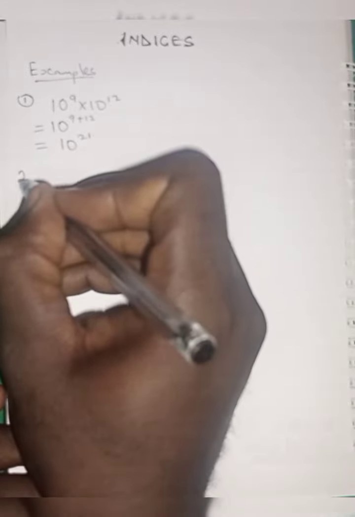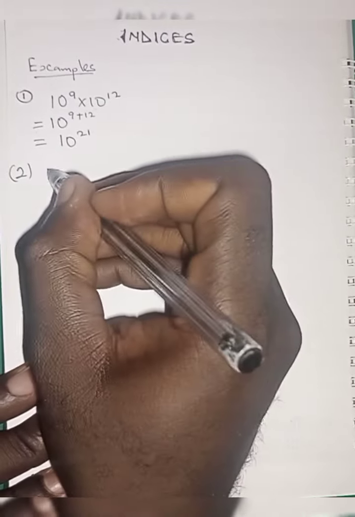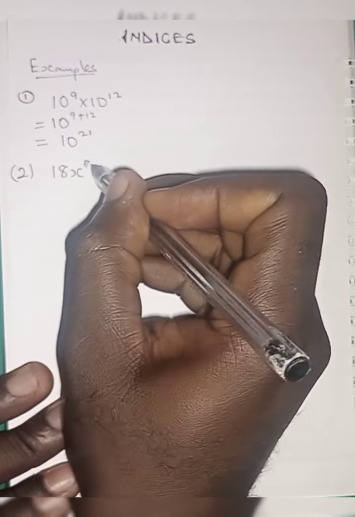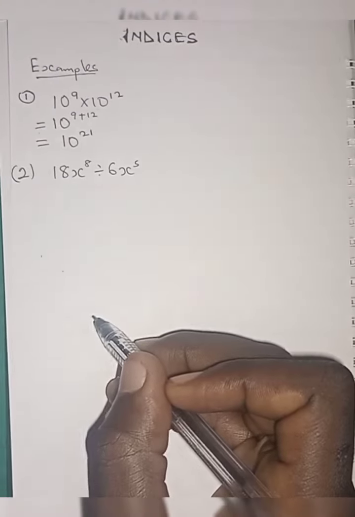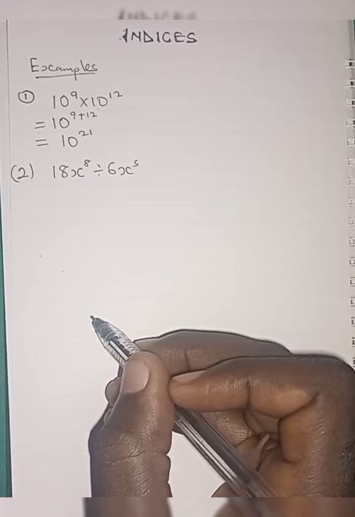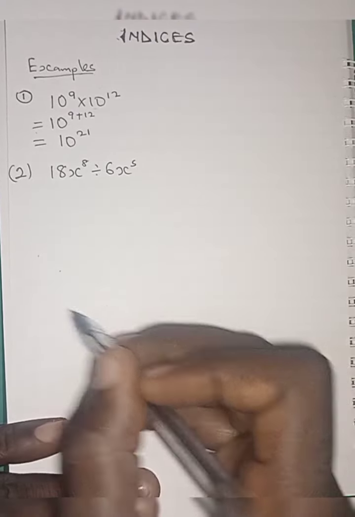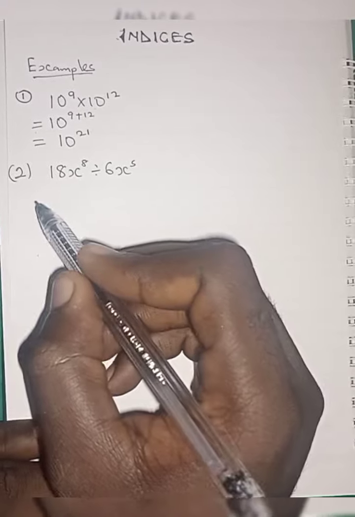Let's take a look at the second example. Here we have 18x raised to power 8 divided by 6x raised to power 5. So we are going to use the division rules of indices. To divide powers with the same base, we subtract the second index from the first. Once again, to divide powers with the same base, we subtract the second index from the first.